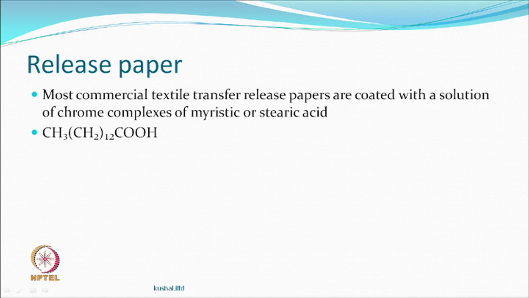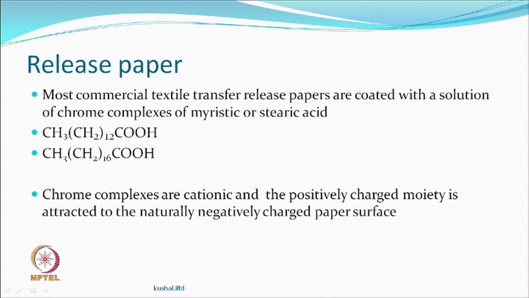So, this is the C13 type of an acid, which is called myristic acid, and this is the common C17 type, which is stearic acid. But because they make chromium complex, something like this happens. Chrome complexes are cationic, and this positively charged moiety gets attracted to the generally negatively charged paper surface. Most of these surfaces, as you know, are negatively charged a little bit.